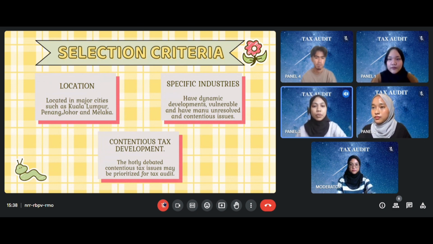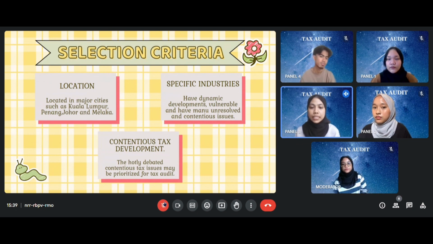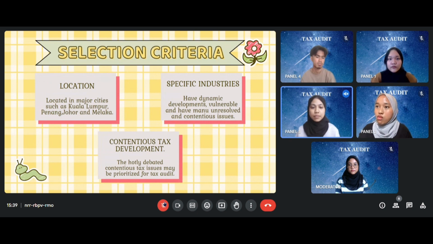So I'm going to explain about the tax audit selection criteria. Basically, this part is about which company will be selected for tax audit. So the first criteria is location. Companies located in major cities such as KL, Penang, JB, Melaka will be selected for tax audit relatively more than other cities, which means the percentage of tax audits for companies in major cities, usually the state capital, is higher than in other cities. This is because the number of listed companies and economic activity are well established in major cities.